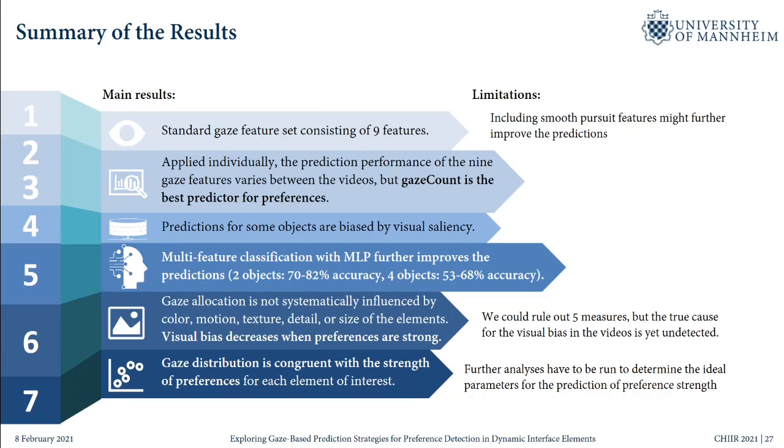We can already say, however, that the visual bias decreases if preferences are strong. A preliminary evaluation showed that it is also possible to predict the strength of preferences. But finding the ideal feature vector and algorithm for these kinds of prediction is something that we have left open for future studies.